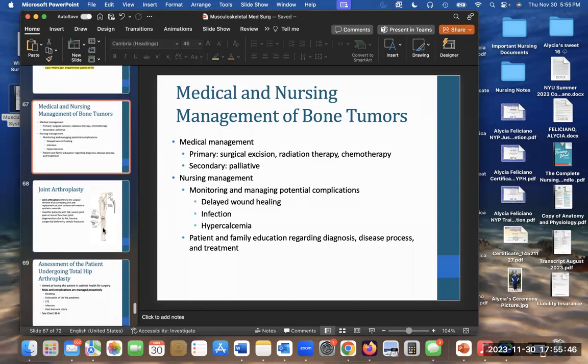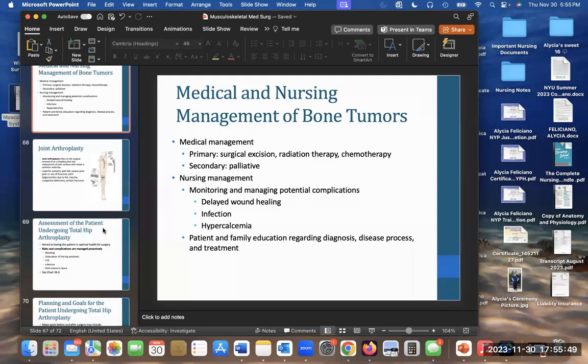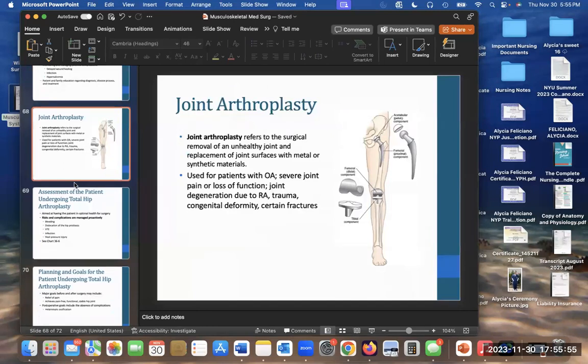And we always need to educate a patient, regardless of what they have, on the diagnosis, the disease process, and treatment. The last thing, I don't care if you don't remember what this is. That is fine. I want you, though, to say if you see the word joint arthroplasty, you know, okay, this means that they're going to have a surgery of something. What is it? It's actually a surgery to remove an unhealthy joint. Remember, arthro means joint. So it's something to do with the joint. You're going to remove the joint. We usually use this for osteoarthritis or rheumatoid arthritis or maybe some sort of trauma and certain fractures. But regardless, if you hear arthroplasty, think surgery.